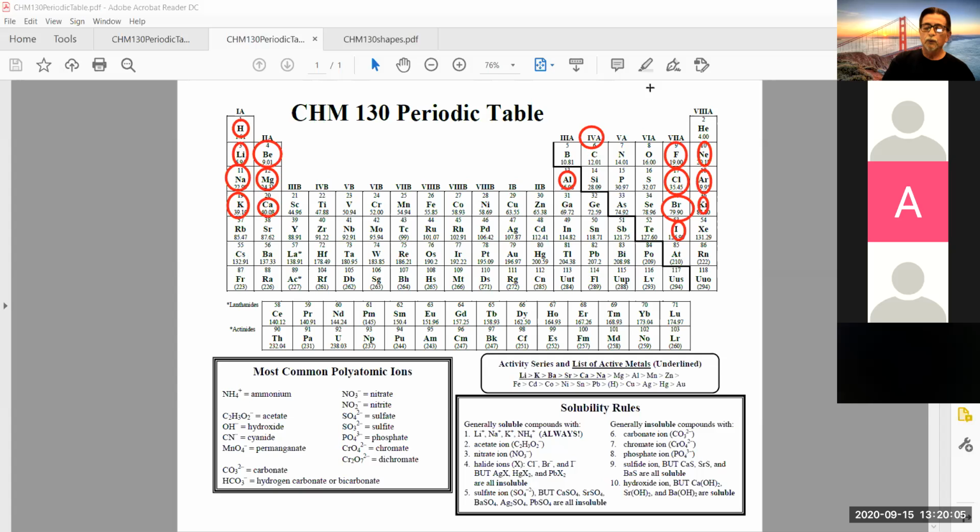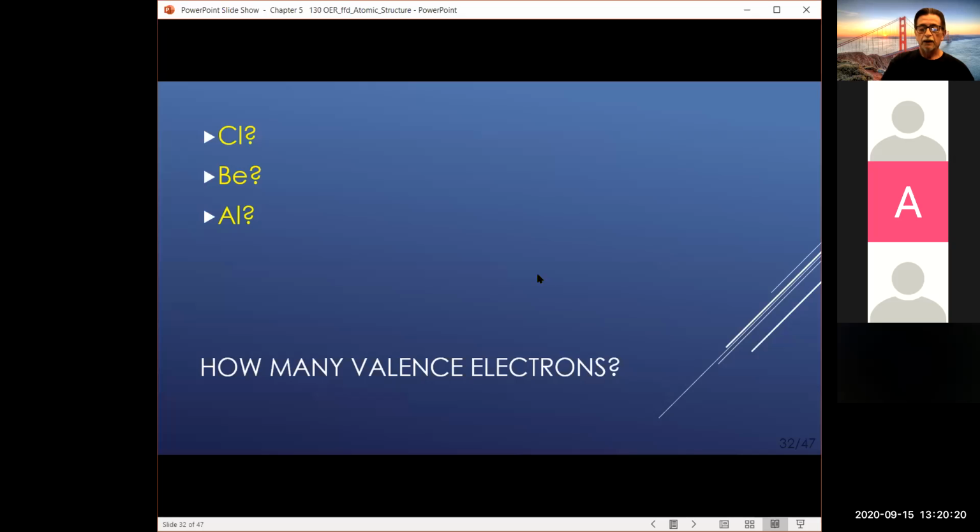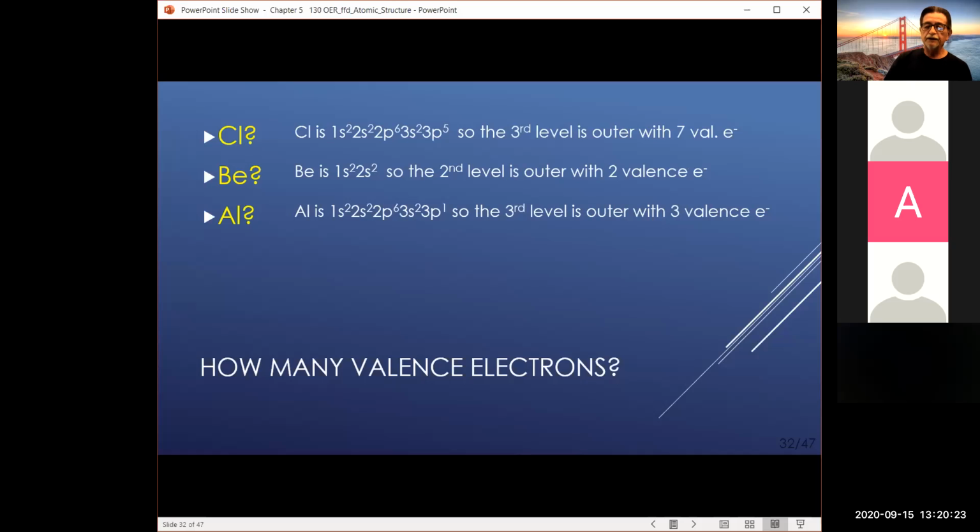All right, so let's continue. By finding its position on the periodic table, we can quickly determine for the A elements, the ones with the letter A, how many valence electrons they have. Chlorine has 7, beryllium has 2, and aluminum has 3.